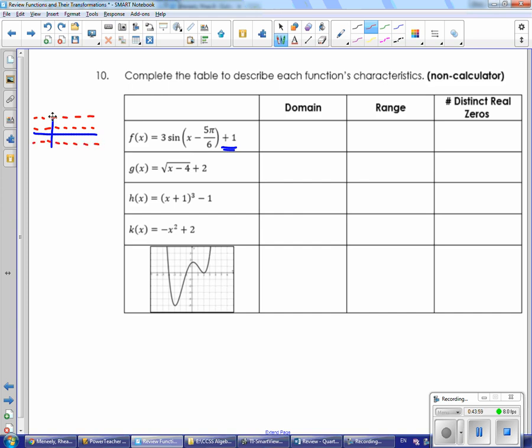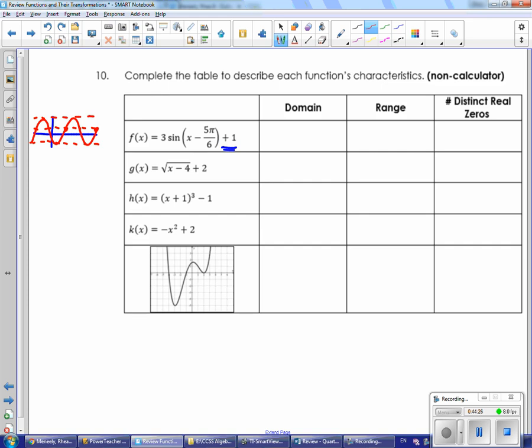So I can see that my function is going to cross the x-axis. I'm not even really concerned about how it shifted left or right based on the questions that I'm asked, because it's just asking me about the domain and the range. But if I were to shift this graph, I'm going to be shifting it to the right 5 pi over 6. And so I can kind of see that it's going to go like this. And it's going to keep going forever and ever and ever. That's why it's called a periodic function.